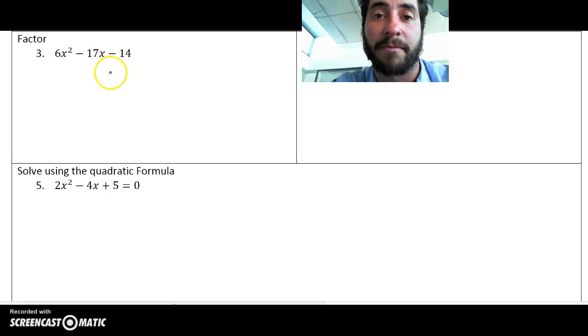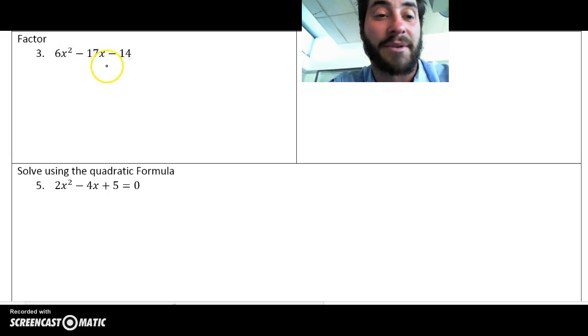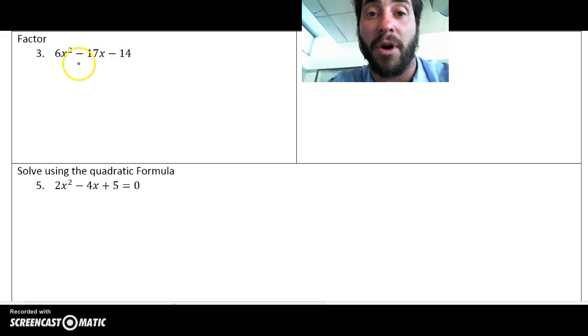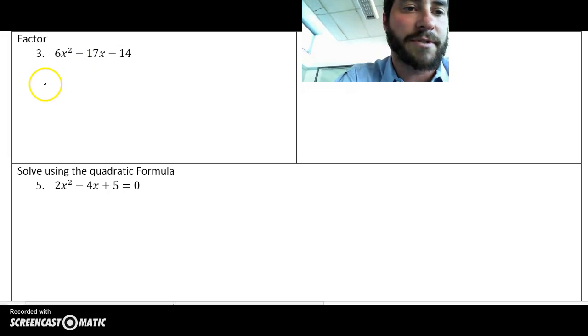All right, can we make our problem easier? Can we pull out a 6 from everything? No. Can we divide out a 2? No. 3? No. 17 is a prime number, so unless all of these other two are divisible by 17, we're not going to be able to pull out a GCF. So I'm going to go right into our two factors.